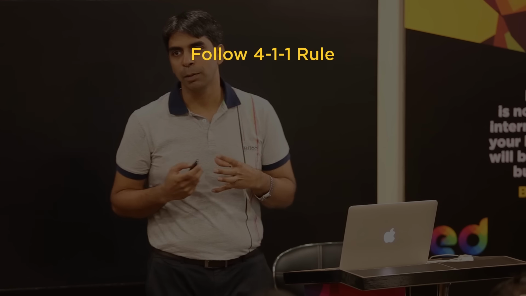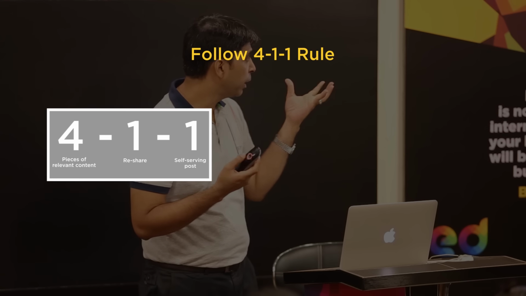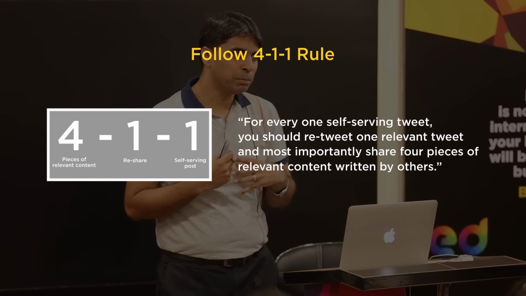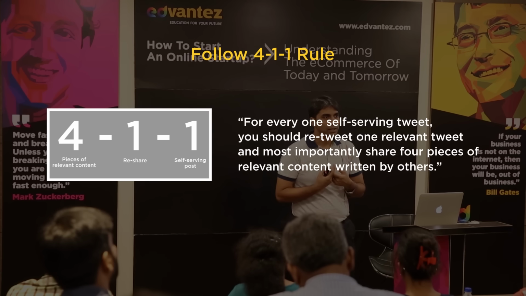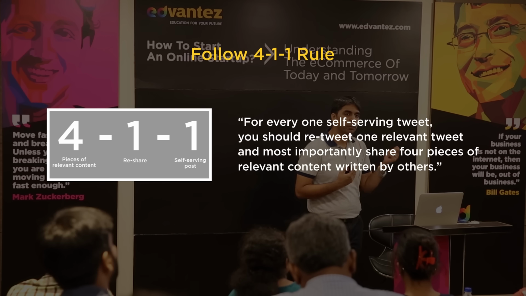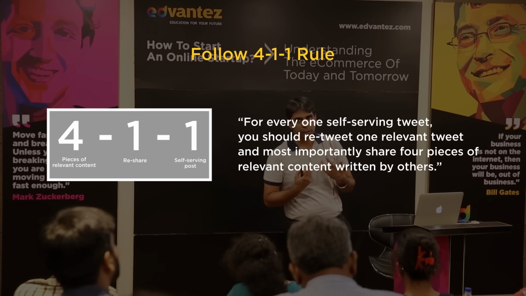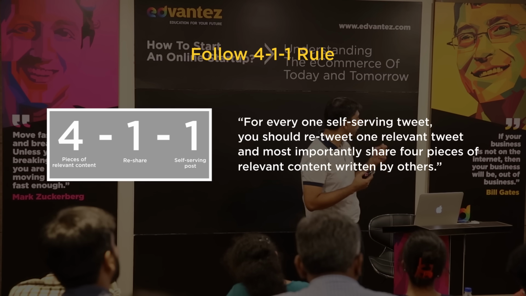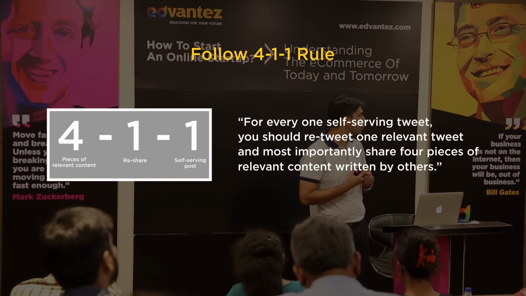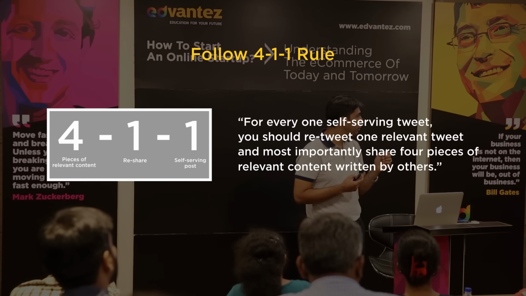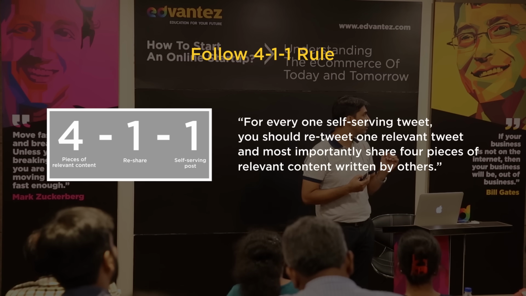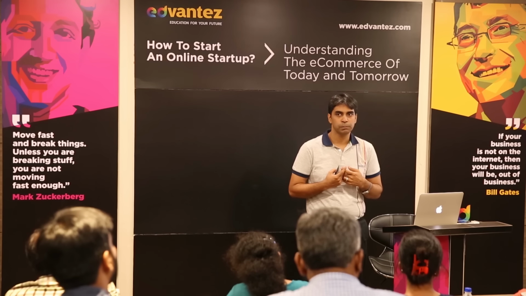So we know how a tweet looks. Now, there's a very interesting rule I found out there. Somebody mentioned it as one of the ways that they approach Twitter, and I love it. They say follow a 4-1-1 rule. What is the 4-1-1 rule? It says for every one self-serving tweet, you should retweet one relevant tweet, and most importantly, share 4 pieces of relevant content written by others.